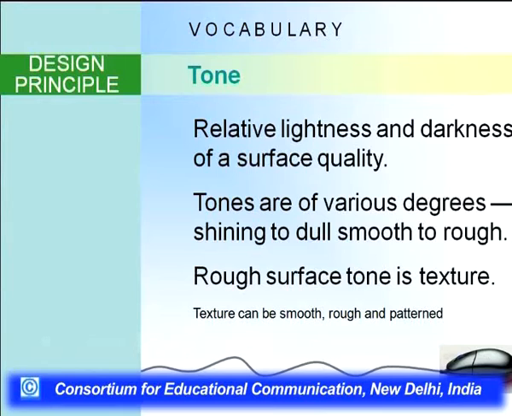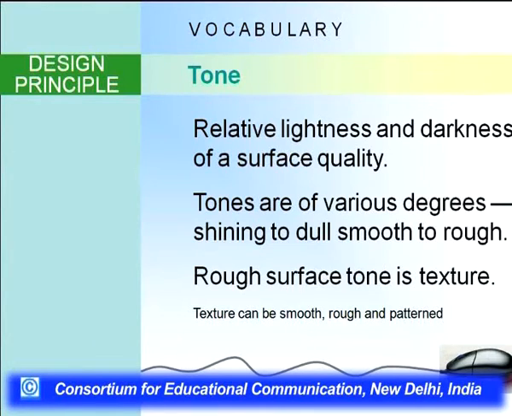If it is red, then it will be red color, and the tone of the red color will be pink. If it is darker red, then we will call it a maroon color, which will be a darker tone of the red color. So this way we can compare one color to another color.